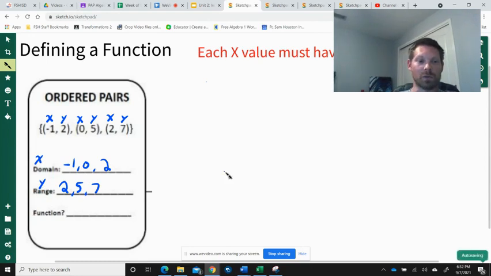Okay, so the question, is it a function? Well, each x value only has one y value, right? -1 only goes to 2, 0 is only with 5, and 2 is only with 7. So the answer here would be yes. Yes, it is a function.